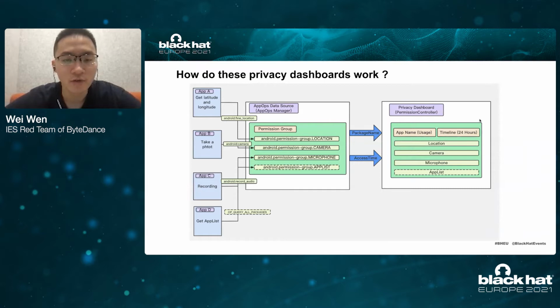Here is a diagram that shows how the privacy dashboard works. In a word, the app's action will trigger an operation to be noted in AppOps. Then, the dashboard reads data from the AppOps service. For example, App A wants to locate this device. When it tries to get latitude and longitude, it will trigger the op permission Android fine location for the AppOps manager.